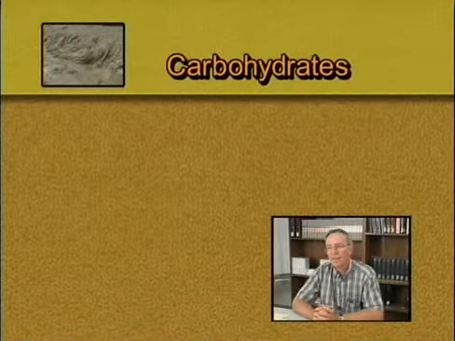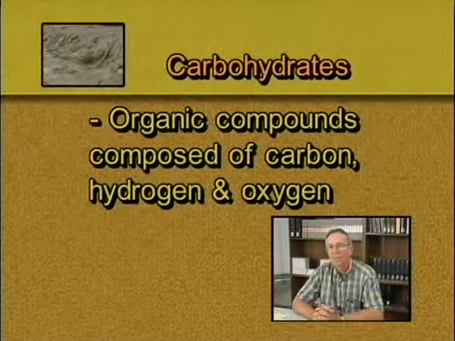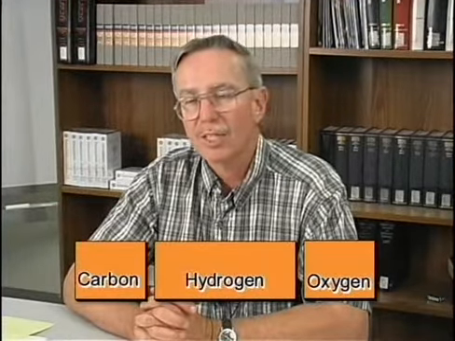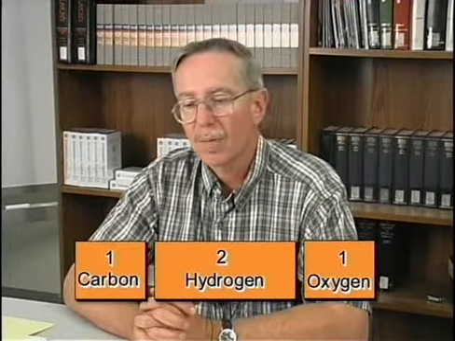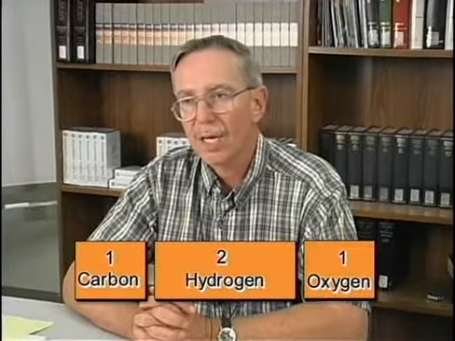Now, carbohydrates, what that term basically means is organic compounds which are composed of the elements carbon, hydrogen, and oxygen. The general proportion of carbon to hydrogen to oxygen is about a 1 to 2 to 1 ratio. That holds true for simple carbohydrates, but as we get into more complex carbohydrates, that's not necessarily going to be the exact ratio. But in a general sense, let's use the 1 to 2 to 1 ratio for carbon to hydrogen to oxygen.